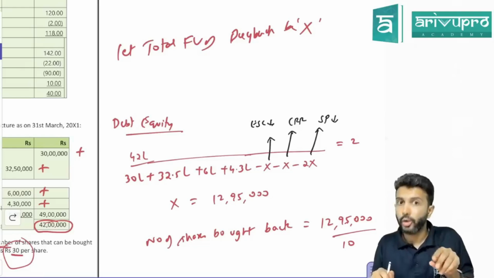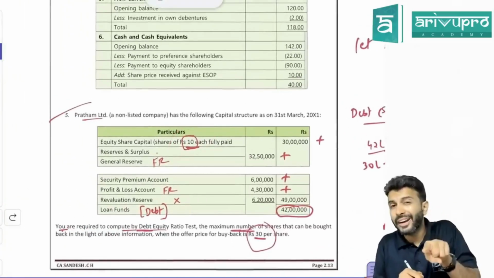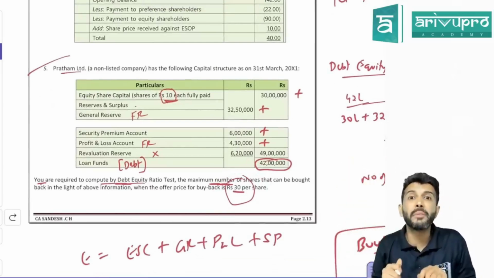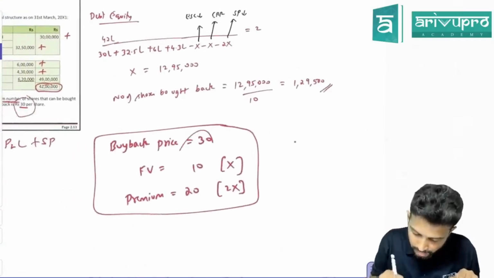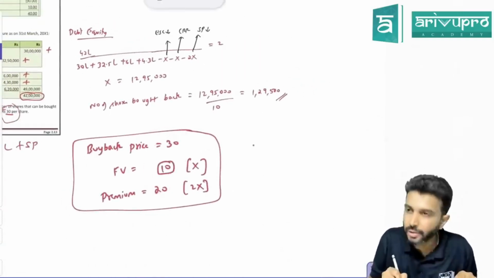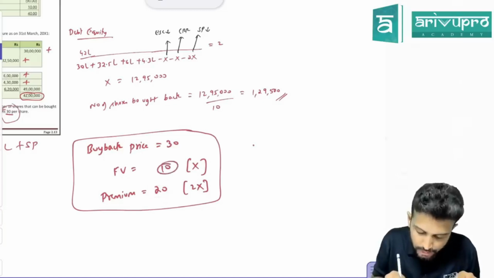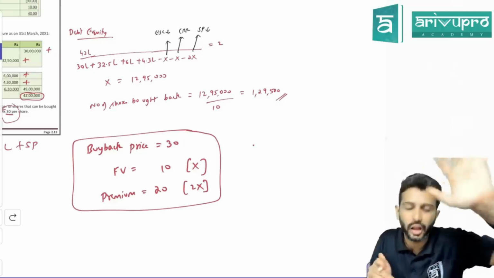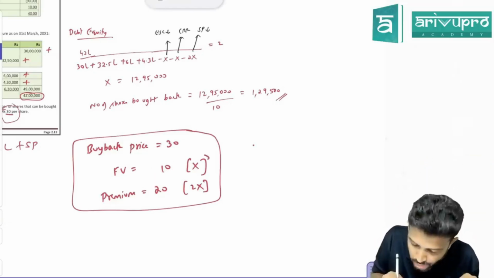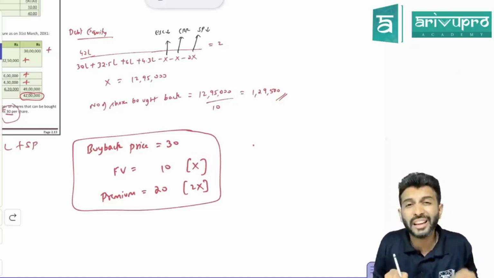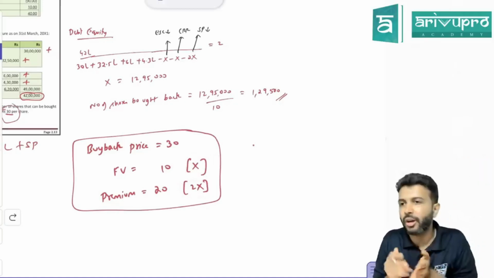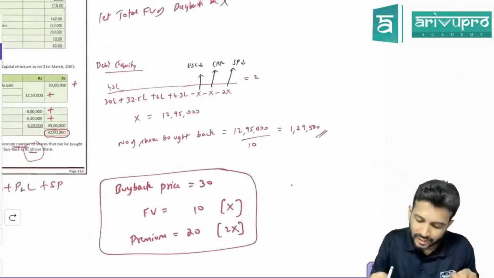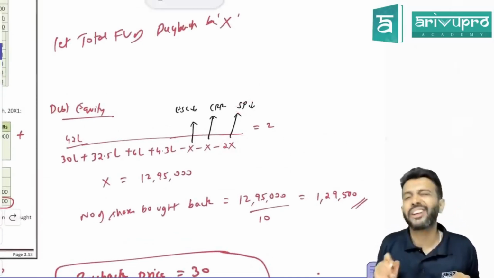That's all? No. What is the face value of the share? 10. But did you buy it at 10 or at 30? Buyback price is 30. Buying a share worth 10 at 30 means the premium is 20, correct? Face value is 10 means premium will be 20. That means the premium is double the face value. The face value of the shares I've assumed as X, so the premium in this problem will be 2X. And due to premium on buyback, will the securities premium balance be the same or reduce? It reduces, so again we do minus 2X for the securities premium reduction.